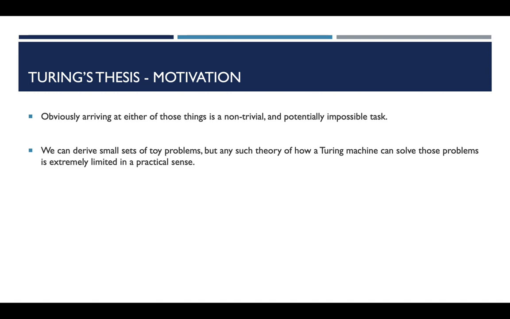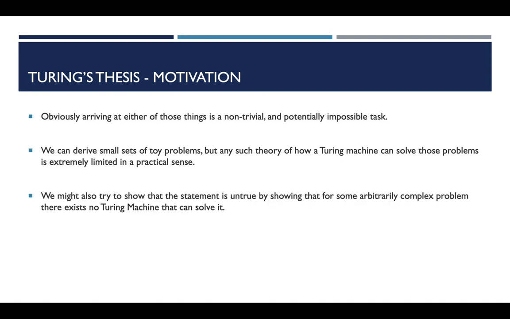And so as we've shown in the last two videos, we can derive these small sets of toy problems. But if we only have a provable Turing's thesis that applies to 7 or 8 or 9 or 10 or 10,000 different computable tasks, the pragmatic or practical power of that thesis is fairly limited. So trying to do so is kind of a fool's folly.